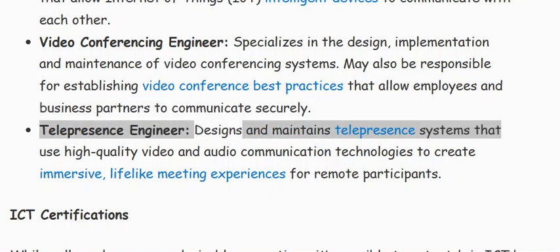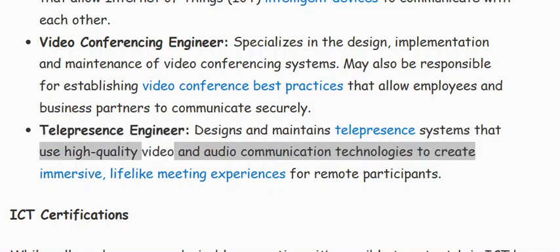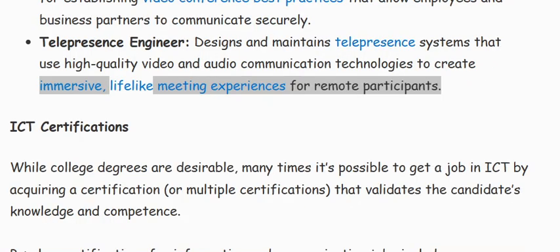Telepresence engineer designs and maintains telepresence systems that use high-quality video and audio communication technologies to create immersive, lifelike meeting experiences for remote participants.